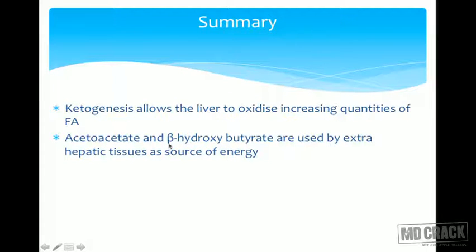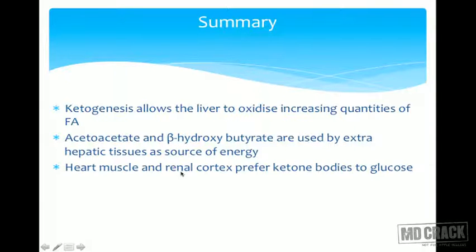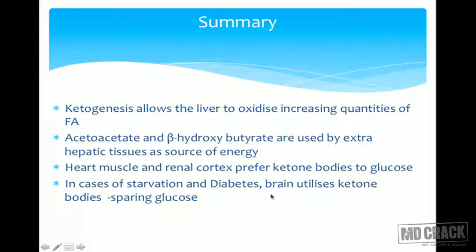Please remember, acetoacetate and beta hydroxybutyrate are used by extrahepatic tissues as a source of energy. Heart muscles and renal cortex prefer ketone bodies to glucose, and in case of starvation and diabetes, the brain also utilizes ketone bodies, sparing glucose for the tissues which have an absolute requirement for glucose, like the RBCs. So in starvation and diabetes mellitus, the brain utilizes ketone bodies.